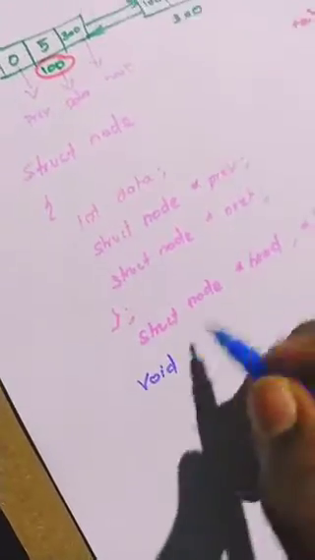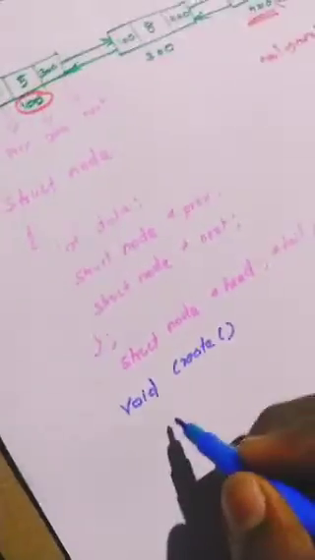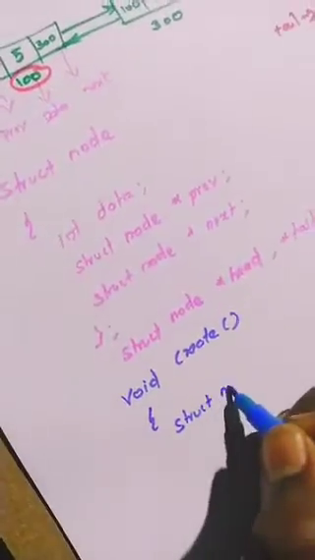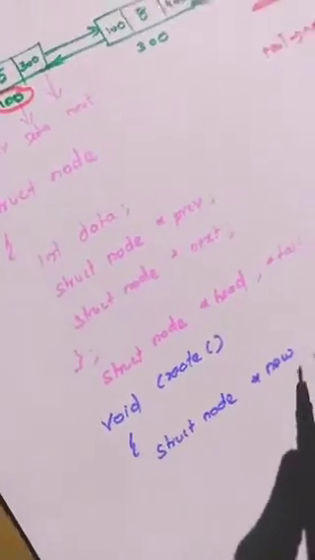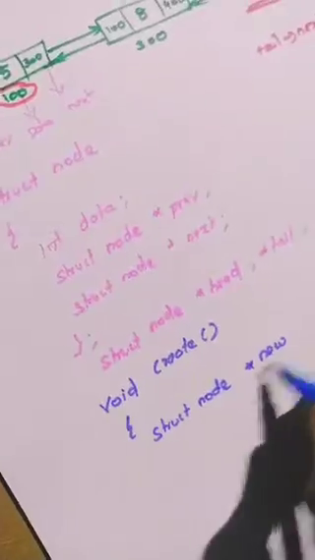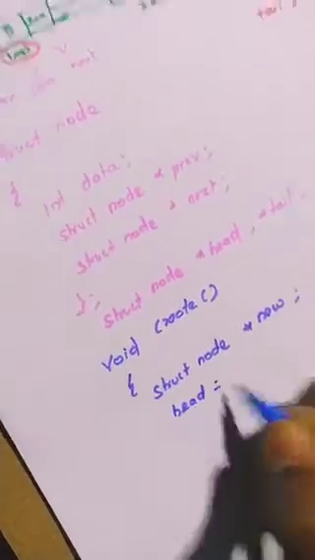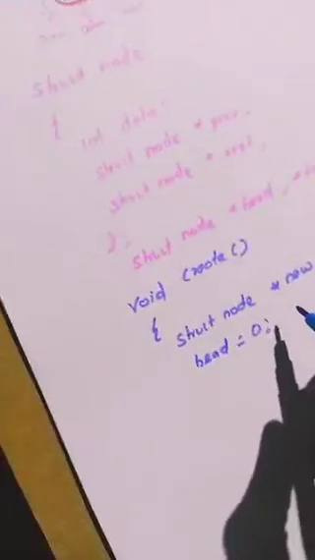Now, void create. So I have written the create function. First, struct node new, which is nothing but a new node. It will have the address of the new node, and then initially head value will be 0. It doesn't have any address. Okay, initially we have to consider head will be 0.